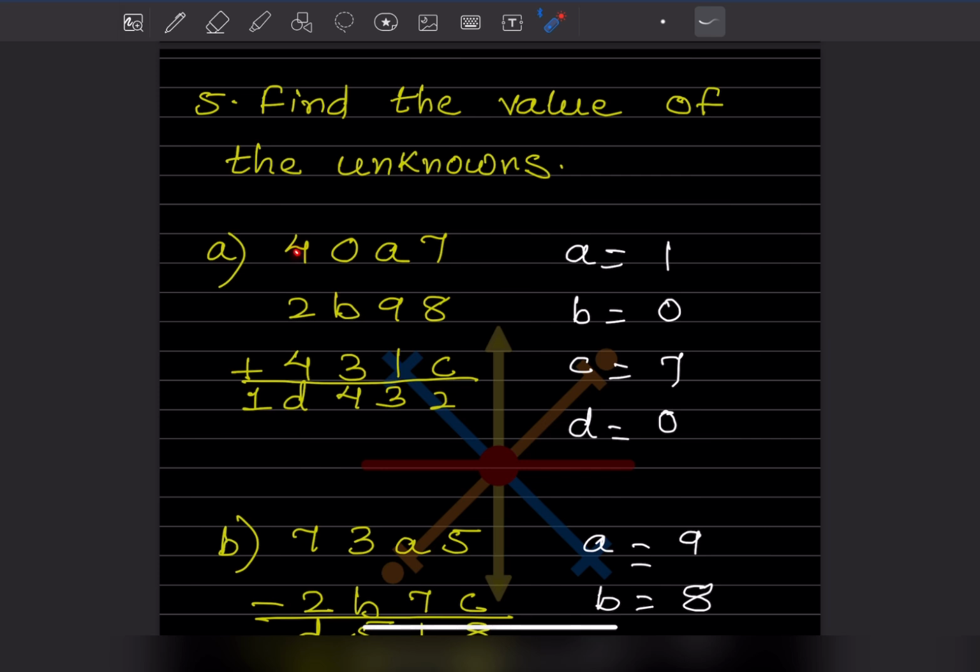Now look at here, 4, 5, 6, 7, 8, 9, 10. 10 means here 0 and the remainder is 1. So this is 1. So D also should be 0.